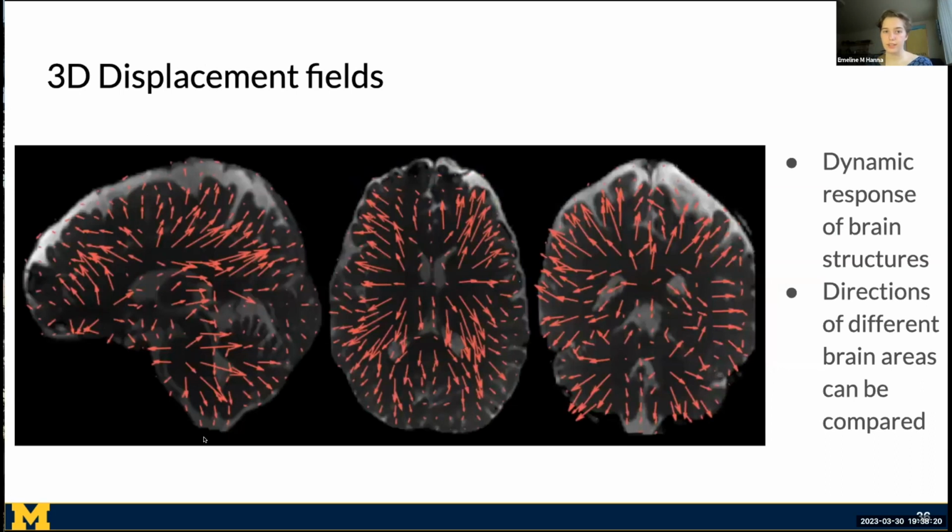So another thing that they looked at was, after calculating the amplification throughout the brain, they made 3D displacement fields of the brain's motion. This analysis technique is something that is used in structural dynamics. So it's been used before, but they just applied it to this situation. It creates a field that shows the response of different brain structures, and you can compare different regions of interest and observe the displacements and directions of those displacements.